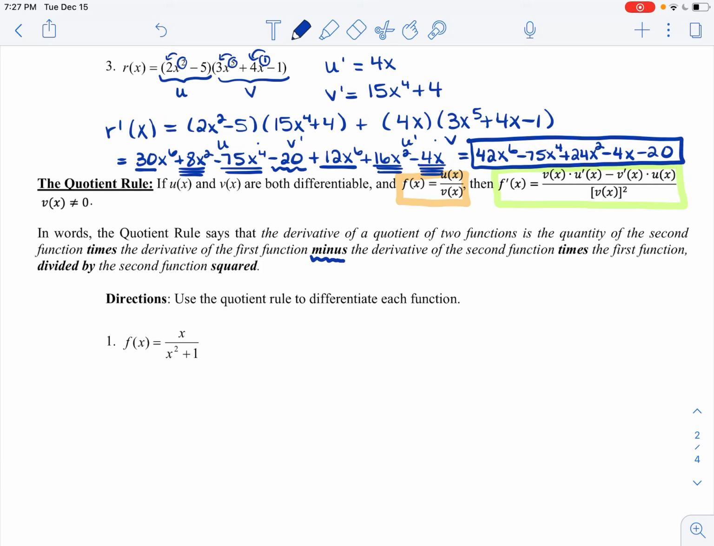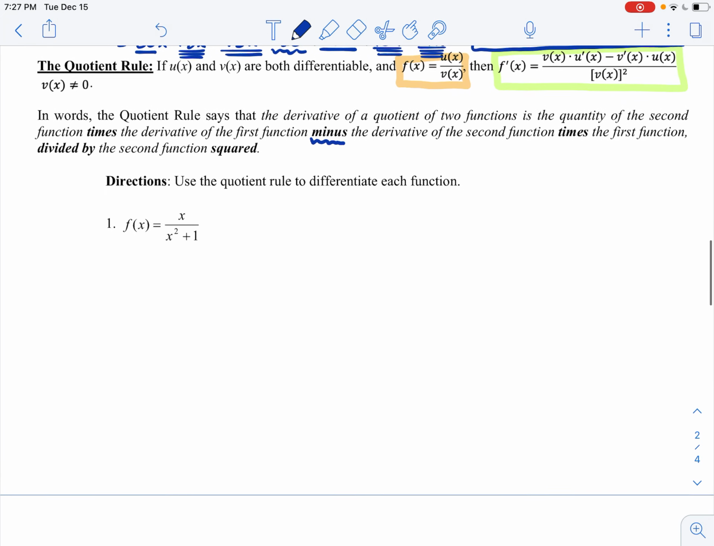And this whole difference is going to be divided by the squared denominator, so the second function squared. So again, that's described for you below in words, and we're also under the assumption here that the denominator function cannot equal 0, otherwise this would become undefined. So if we take a look at number 1, we're going to say u is x, that's our u function, so u prime would just be 1. So the derivative of the numerator is 1.